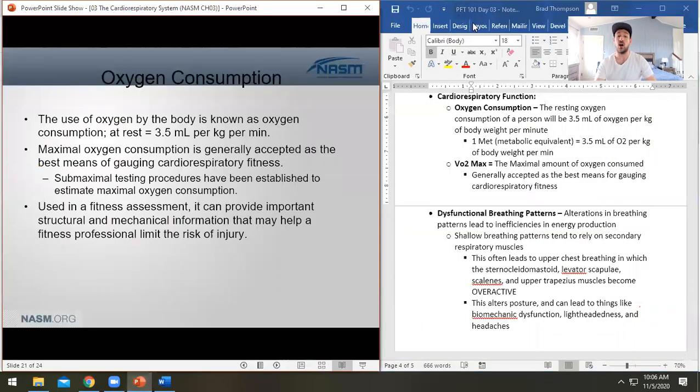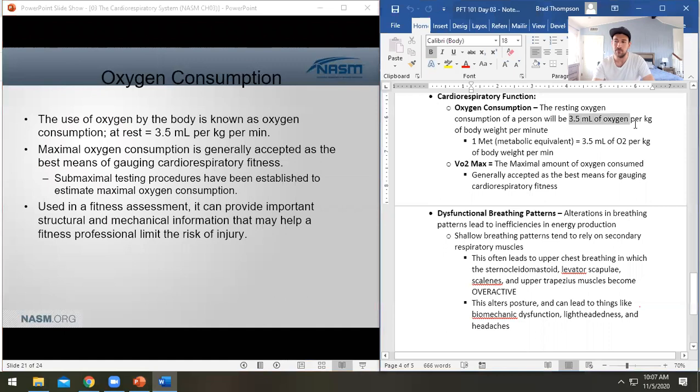We call that oxygen consumption, because that's what your cells are doing. They're consuming that oxygen. The resting amount of oxygen that you're going to consume, on average, is about 3.5 milliliters of oxygen per kilogram of your body weight per minute. We call that a MET, or a metabolic equivalent.